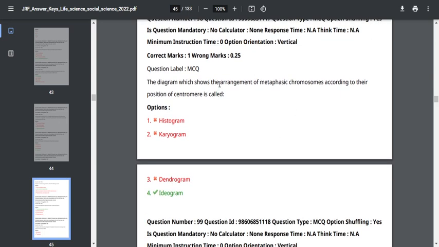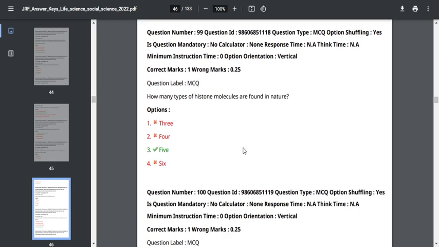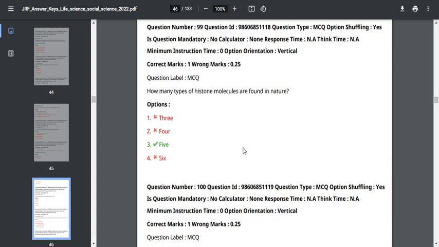The diagram which shows the arrangement of metaphase chromosomes according to the position of the centromere is called an ideogram, because ideograms are generally useful for locating the position of individual genes on a chromosome. How many types of histones are found in nature? It is 5 types: H1, H2A, H2B, H3, H4.